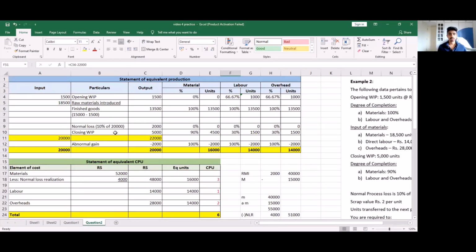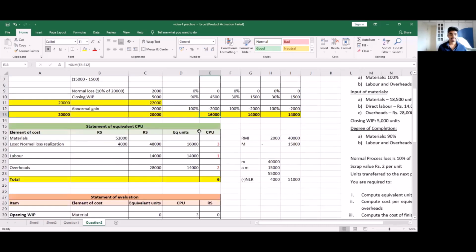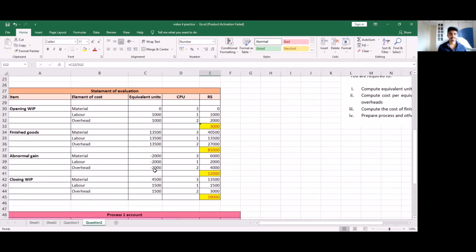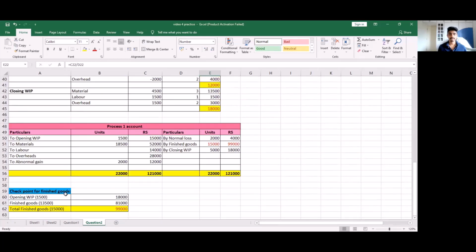So in our first account, we calculated the equivalent production for materials, units, and labor and got a figure of 16,000 equivalent production units for materials, 14,000 equivalent production units for labor and overheads. Next, we had a statement of equivalent cost per unit where we found the cost per unit. The three parts of the processes, materials, labor, and overheads, they turned out to be 3 rupees, 1 rupee, and 2 rupees respectively. Third, we had our statement of evaluation where we found opening work in progress, finished goods, abnormal gain, and closing work in progress. And finally, we prepared the process account and checked if we got our answer right.